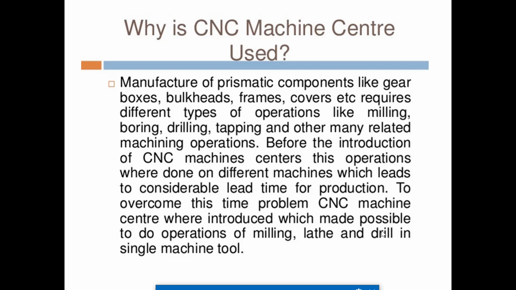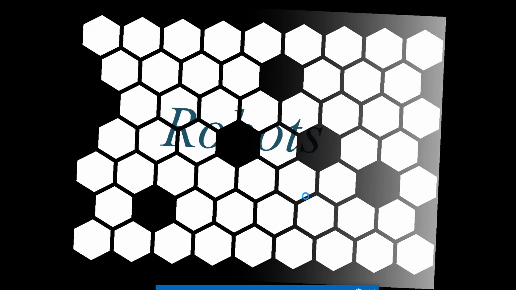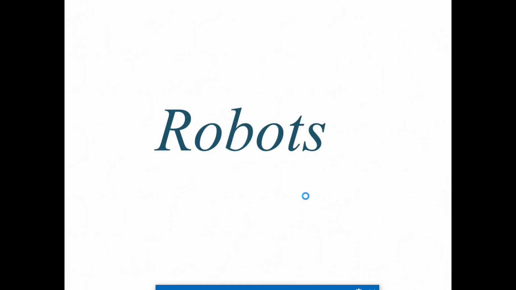So CNC machining centers were introduced, which made it possible to do operations like milling, lathe and drilling in a single machine tool. It reduces a huge amount of lead time as compared to different machines, isn't it? So machining centers are very useful. That completes chapter number 3. Next we are moving on to the next chapter, that is nothing but robots.